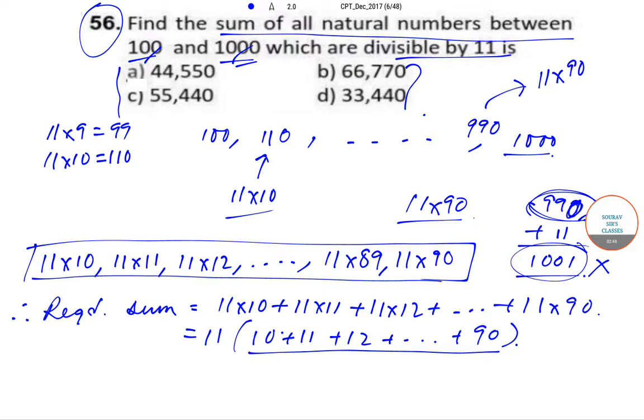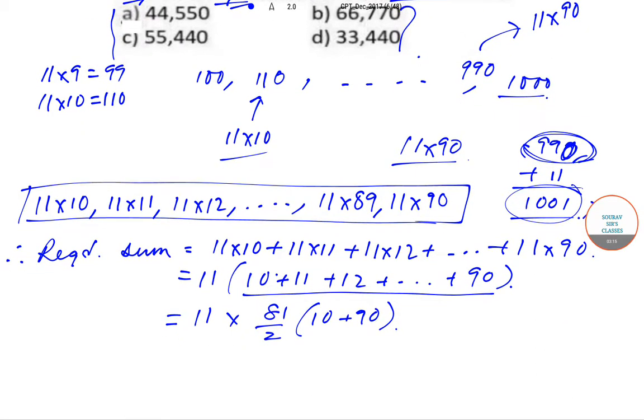Now as you can see over here we have 11. The number of terms in this sequence will be equal to, not 91, 81 rather. So there are 81 terms. So 81 by 2, first term plus last term. This is the summation formula that we follow over here. So this will be equal to 11 into 81 by 2 into 100. So this will divide and we'll get 50 over here.